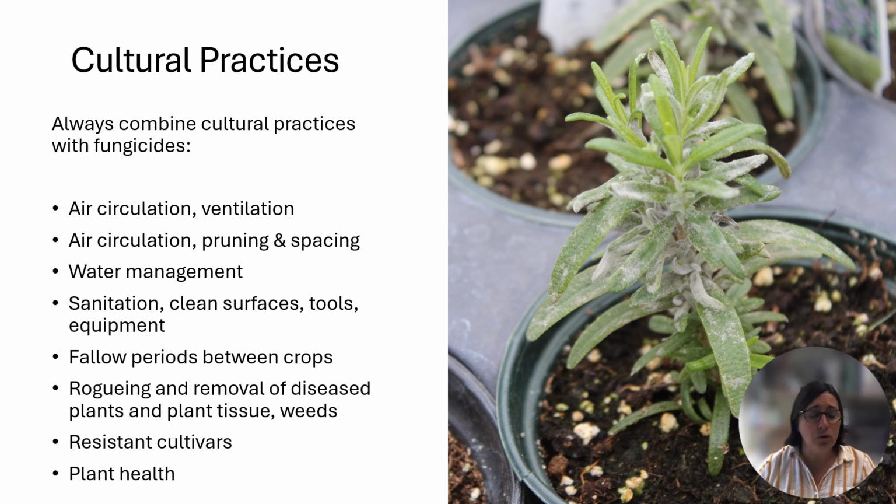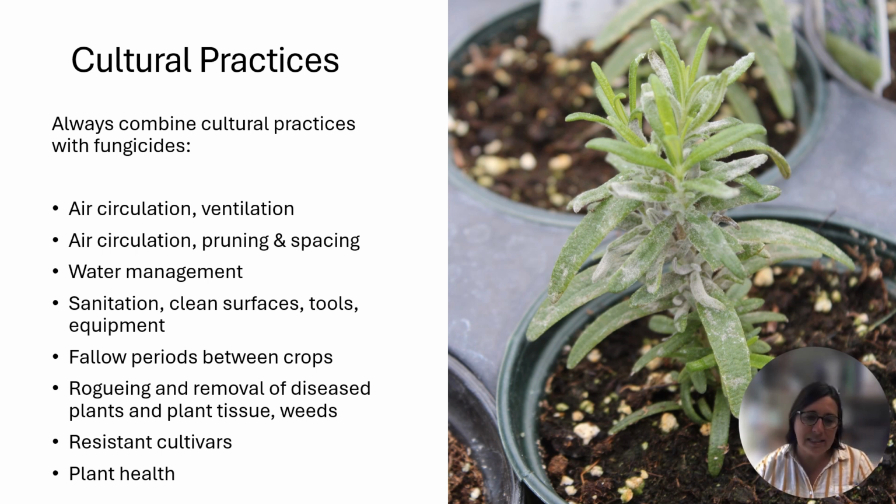So some examples of cultural practices or cultural management would be, for example, air circulation. So by using ventilation, like physical ventilation in a greenhouse, or by pruning and spacing plants for improved air circulation, we're drying out leaves, so we're reducing moisture, we're changing those environmental conditions so that humidity is not as high and free water is not available. So that's that approach there. Water management, so not overwatering or keeping the floors drier. Again, that's eliminating that free water component.